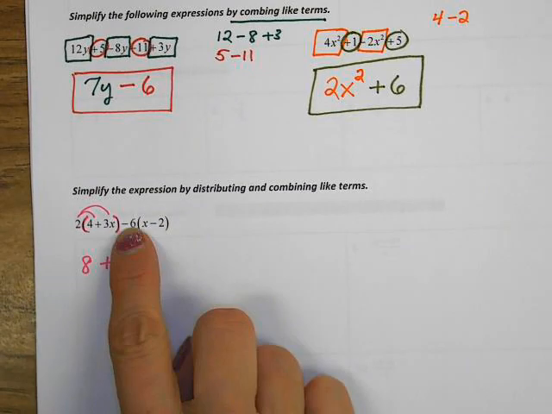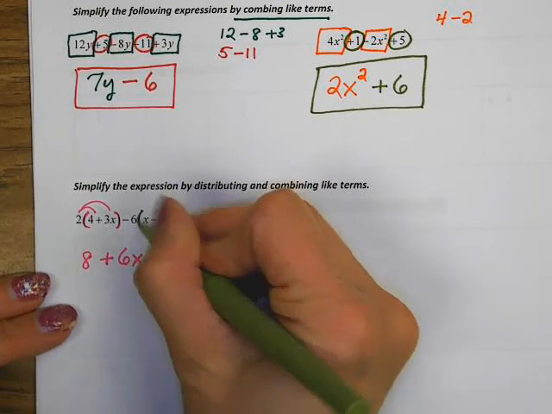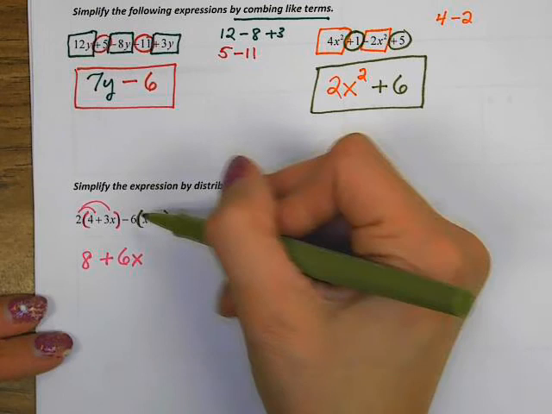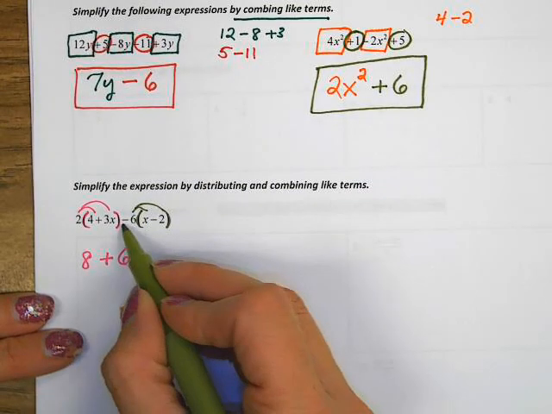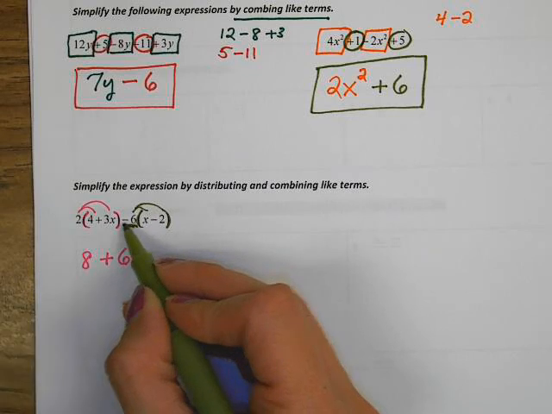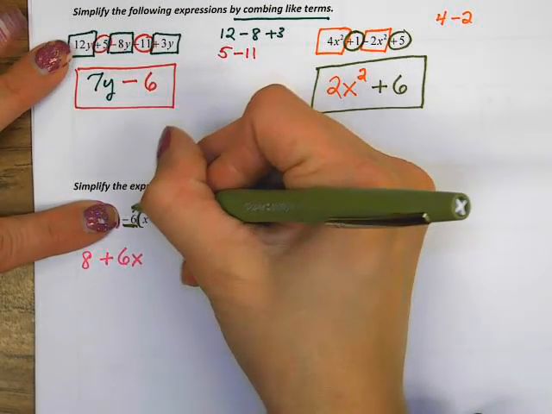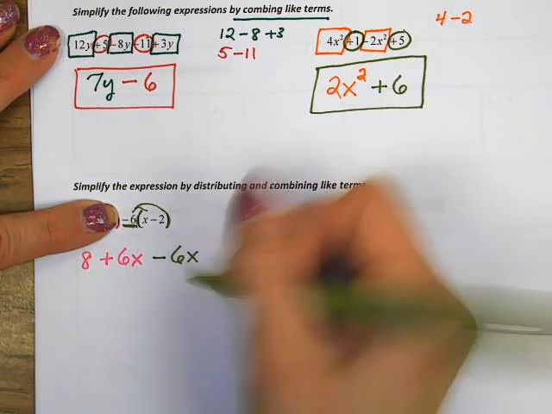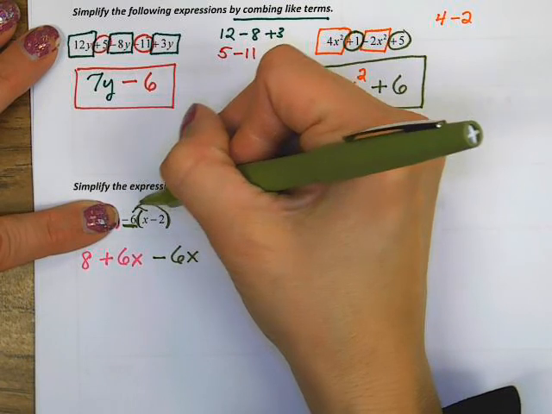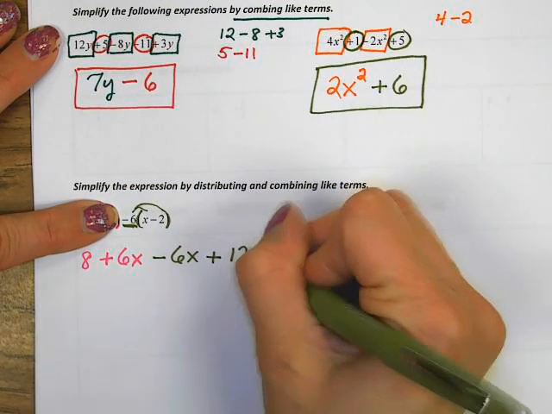Now, what are we going to distribute here? Okay, into this set of parentheses, we're not going to distribute a 6. We're going to distribute a negative 6. Okay, you have to look in front of the number for his sign. A negative times a positive is negative 6x. A negative times a negative is positive 12.